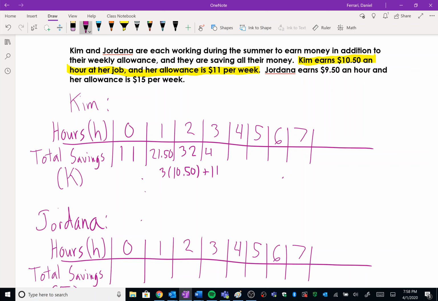Okay, so this one is going to be 42.50. Okay, this next one is going to be 53. Next one is 63.50. And this one will be 74. And then finally 84.50.